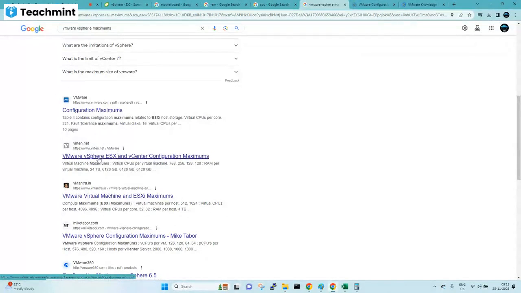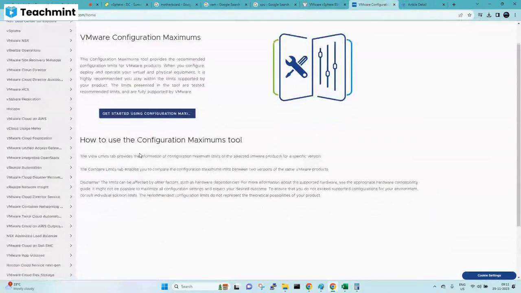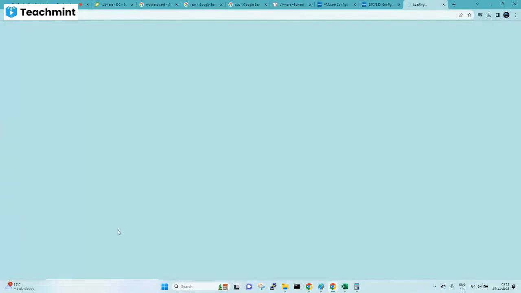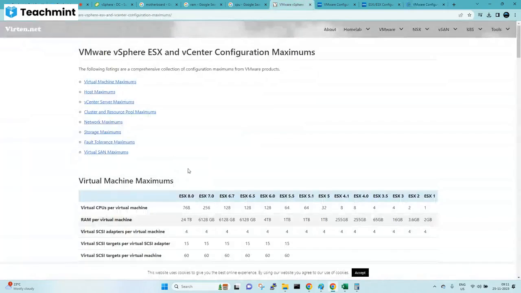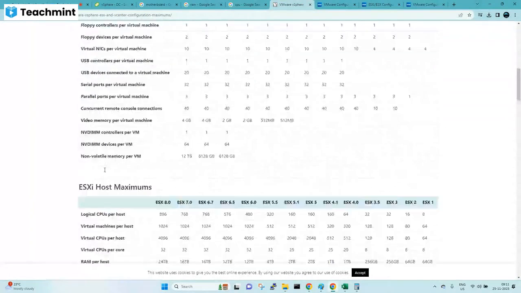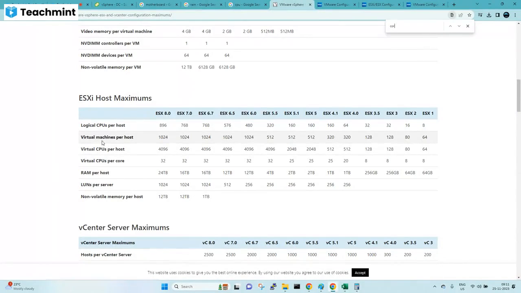This one, whatnet.net. They give it directly, instead of us manually going and checking. This website will directly give you the numbers. You can see here virtual CPUs per core. This is a third-party website, you don't need to believe this. We'll go to the official website, but as a single page, we can see all of them here.